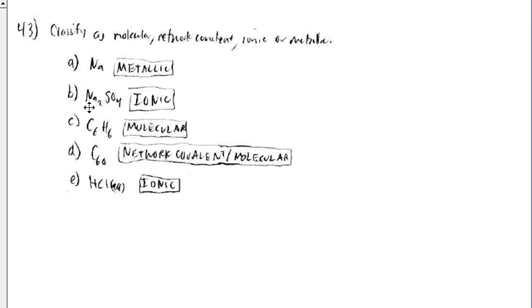For part B, you have to recognize that a metal, sodium, put together with a polyatomic ion, sulfate, would make an ionic compound. When in part C you have two nonmetals, carbon and hydrogen, you have to recognize that that will be a molecular substance. C60 just has a huge amount of carbons, and that would give you a network covalent thing, but I guess if you don't consider that to be huge, you could classify it as a molecular substance. And HCl, in its aqueous form, hydrochloric acid, has an ionic nature to it.